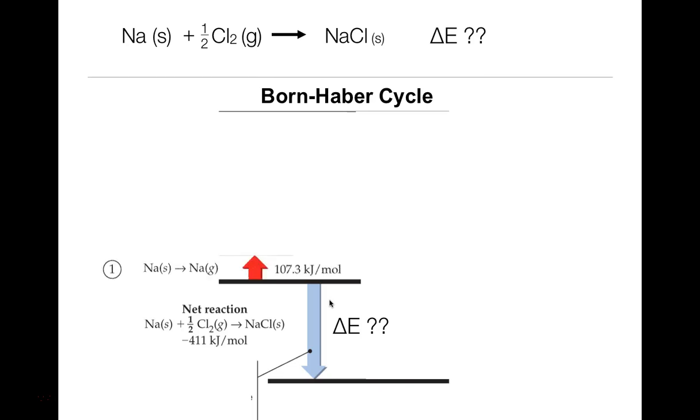So step 1, this is indicating that we need to input a positive 107.3 kilojoules of energy into the solid sodium to convert 1 mole of sodium metal into 1 mole of gaseous sodium atoms. And we can see that represented with the chemical reaction here, going from solid sodium to gaseous sodium.